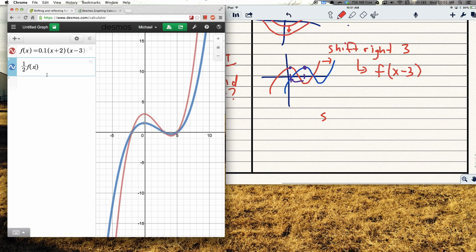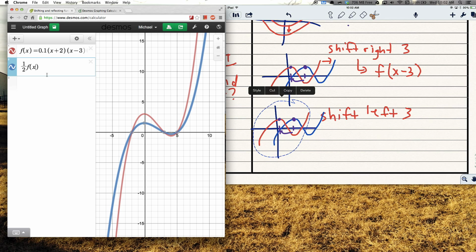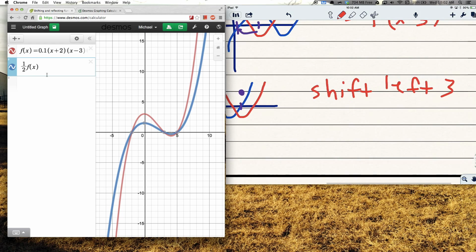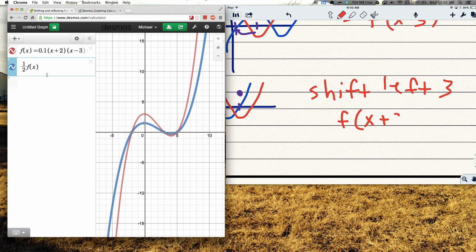And if I want to shift left 3, which is going to take all of this stuff, if I want to shift left 3, I'm going to take this blue function, and instead of shifting it to the right 3, I'm going to go 1, 2, 3 to the left. Now I have tricked the function into thinking that when I'm here, I'm actually over here. So I'm taking the input and tricking it into thinking we're 3 spaces ahead. And so a shift left of 3 is f of x plus 3. I'll show you all those examples now.